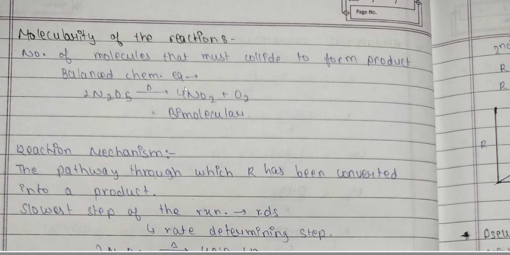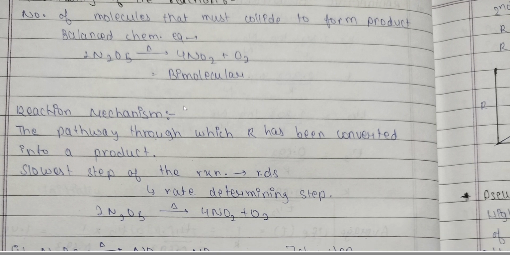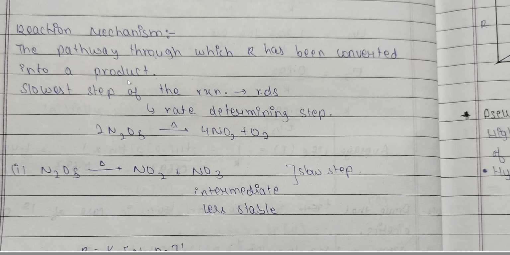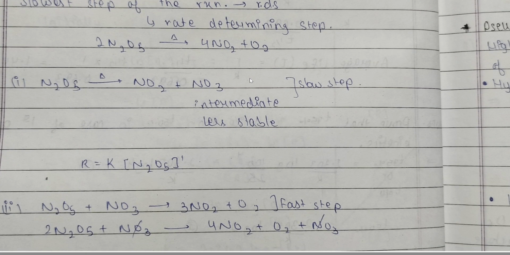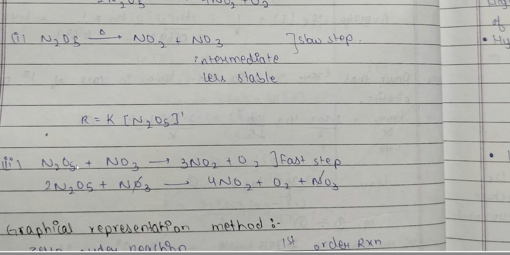Molecularity of reaction: number of molecules that must collide to form product. Balanced chemical equation: 2N2O5 gives 4NO2 plus O2, bimolecular. Reaction mechanism: the pathway through which reactant is converted into product, step by step. Rate determining step: 2N2O5 gives 4NO2 plus O2. First step: N2O5 gives NO2 plus NO3 intermediate, and in second step N2O5 plus NO3 gives 3NO2 plus O2, fast step.